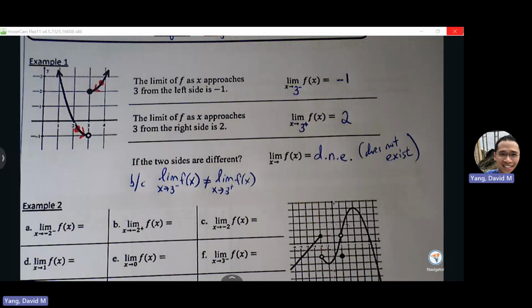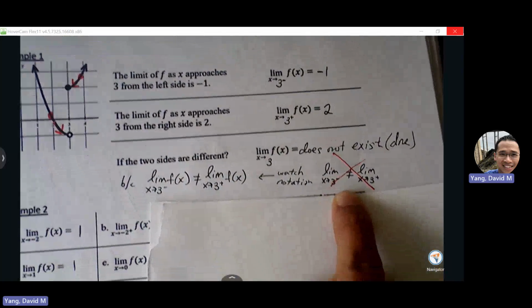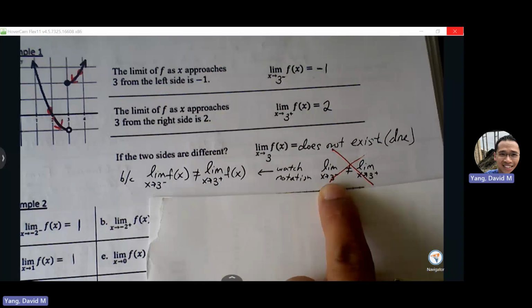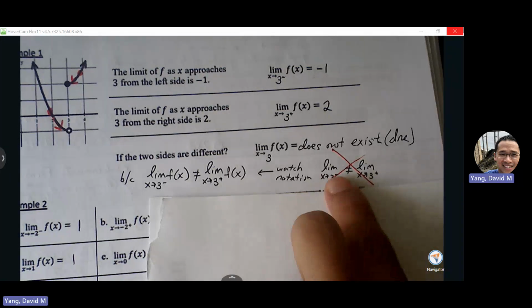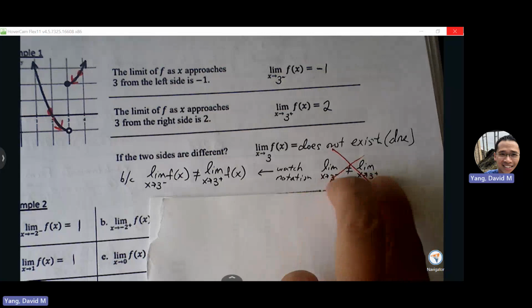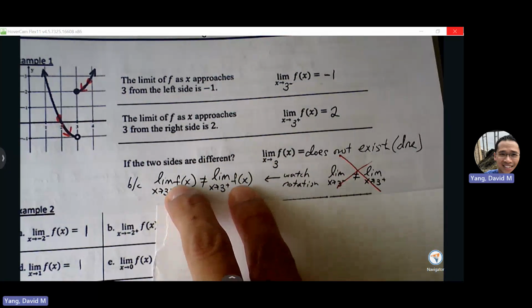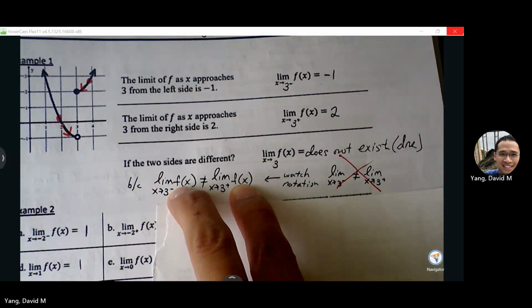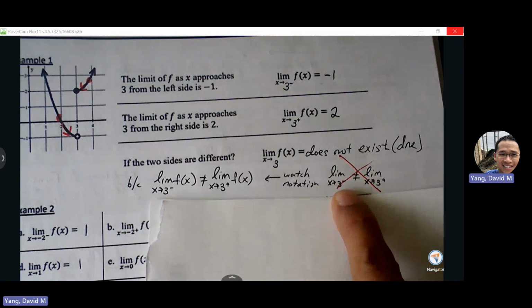Now, again, make sure you watch your notation. A lot of times in the past, I would see students write things like this, because that's the way we say it: limit as x approaches 3 from the left does not equal the limit as x approaches 3 from the right. But this is an incomplete notation because you have to identify what function you're referring to. So make sure you have either an expression or something that you're referencing. Don't just leave it blank like this, even though that's the way we say it.